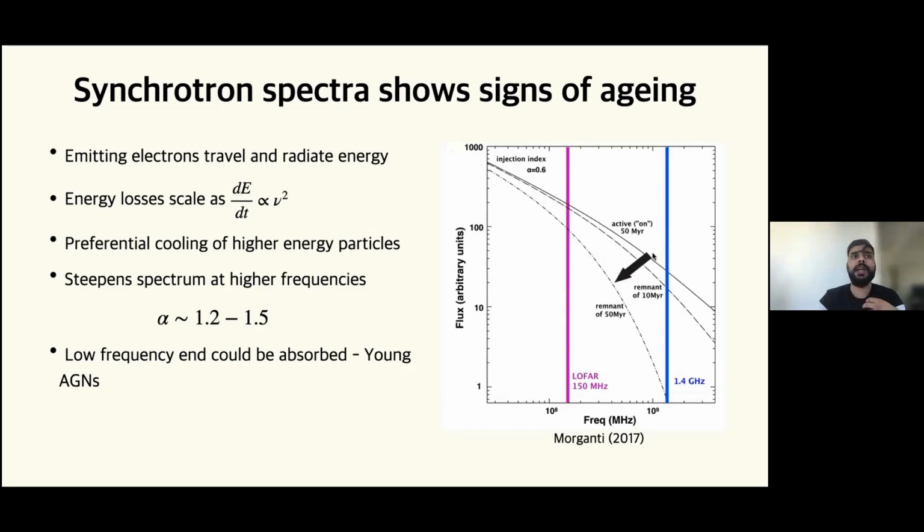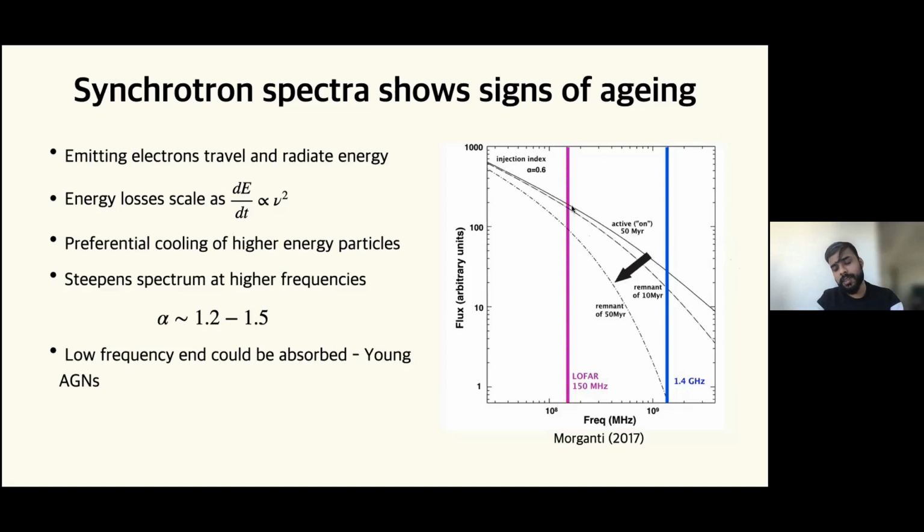Now, if the activity were to stop, if the radio galaxy were to die in some sense, then the fueling of electrons would stop and the energy losses would dominate, especially at higher frequencies, because those electrons lose energy much faster than lower frequency electrons.